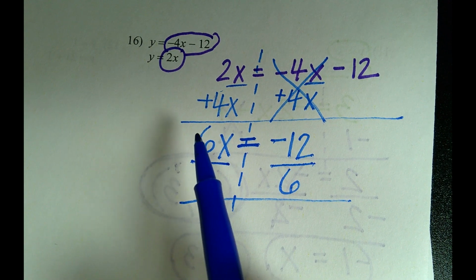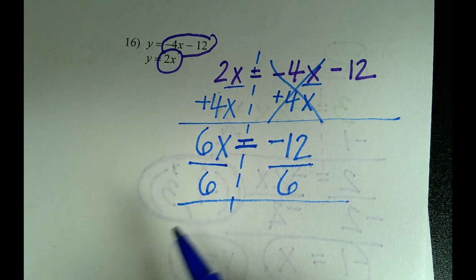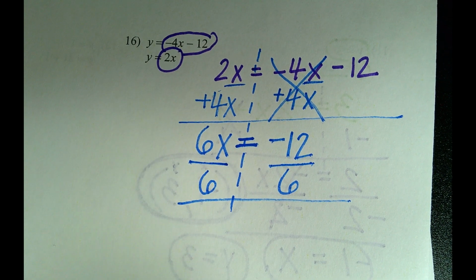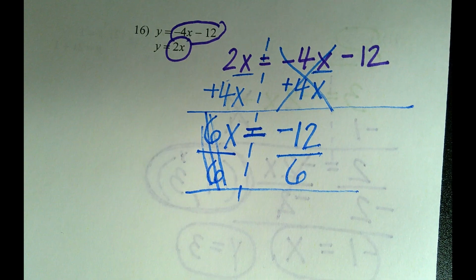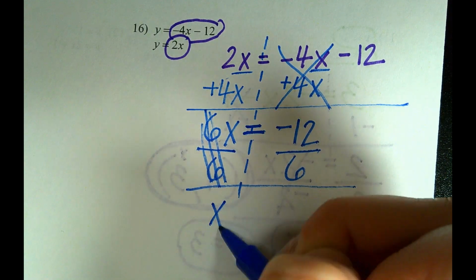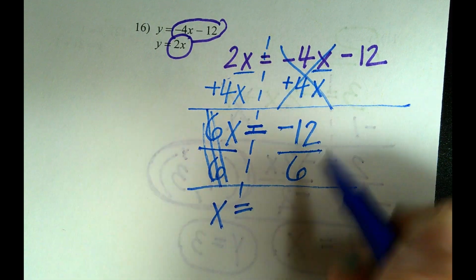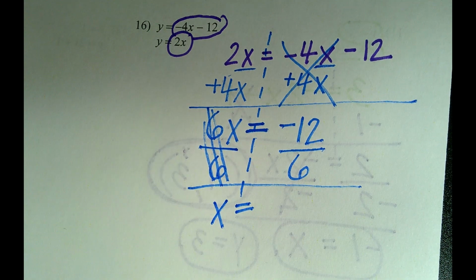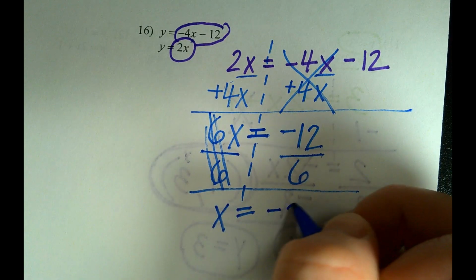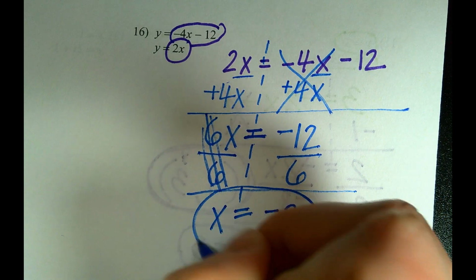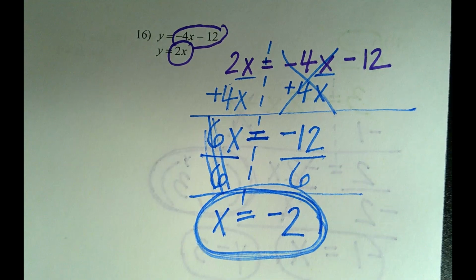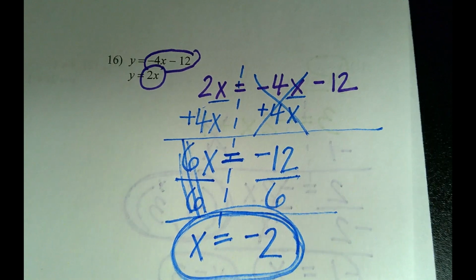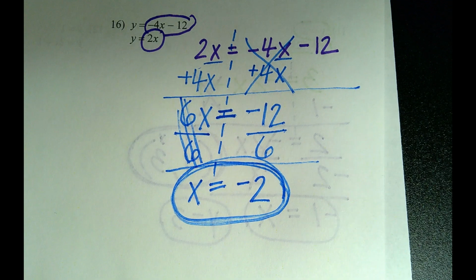So 6 divided by 6 is 1. 1x is just x. Those 6's cancel out essentially, and that's going to leave us with an x all by itself, equals negative 12 divided by 6, which is negative 2. So there's our x value. x is negative 2.